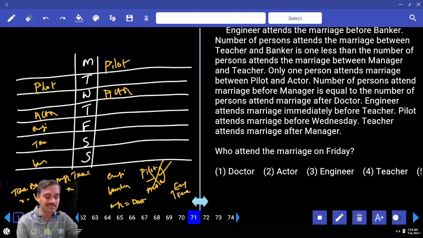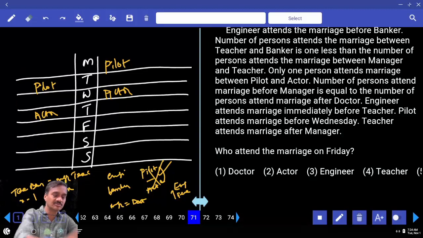Manager ki teacher ki మధ్యలో ఎంతమంది ఉండాలి? 1 person, isn't it? Between manager and teacher 1 person ఉంటే, teacher and banker 0 persons. Hence manager ki teacher ki మధ్యలో 1 person. Manager must be either here or here. Minimum ఎంతమంది ఉన్నారు చెప్పండి? 2 persons, isn't it? And the condition is valid or invalid? Invalid. Hence this implies that this engineer cannot be at this place.